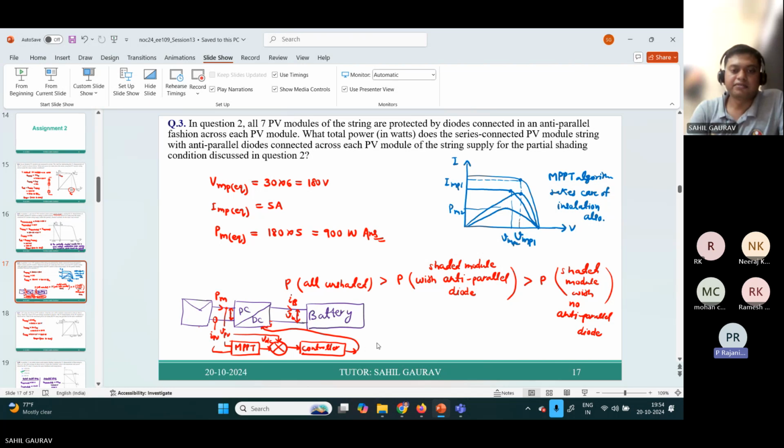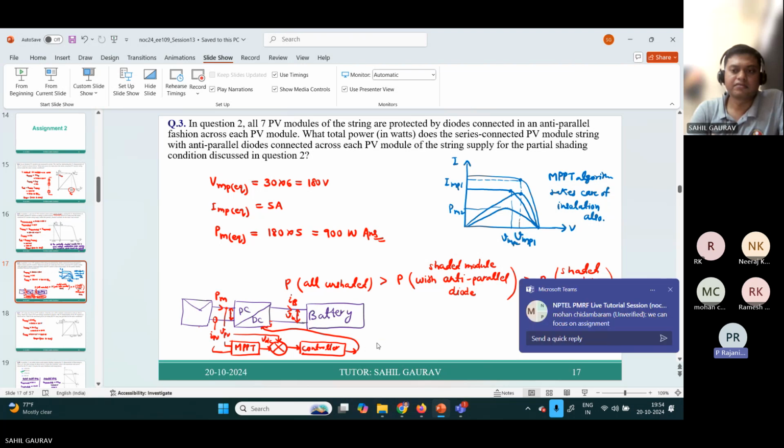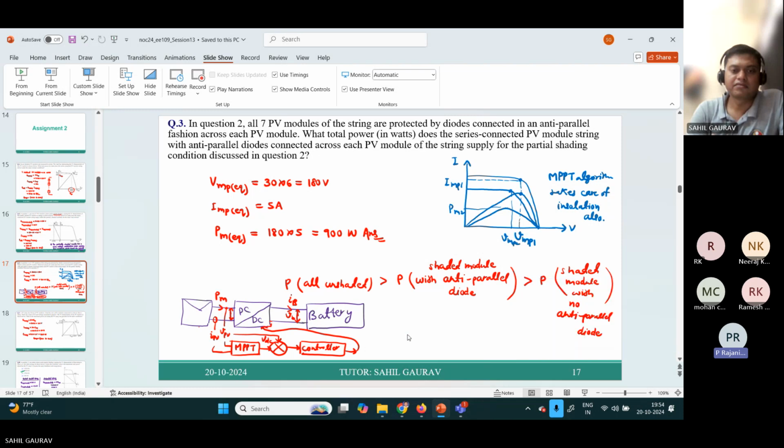Suppose we avoid the battery part, sir, and just talk about the MPPT part. Suppose my peak power is at, say, 48 volts. I will get the maximum power, but my insolation is low, so I am getting only 30 volts as output of the PV model. In that time, how will my MPPT algorithm work, sir?